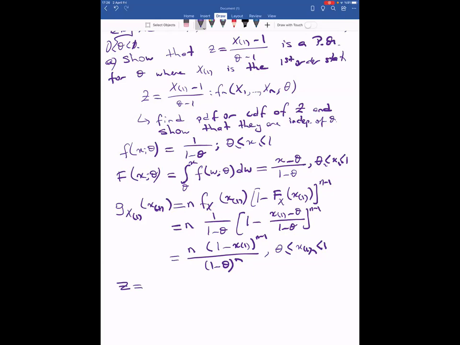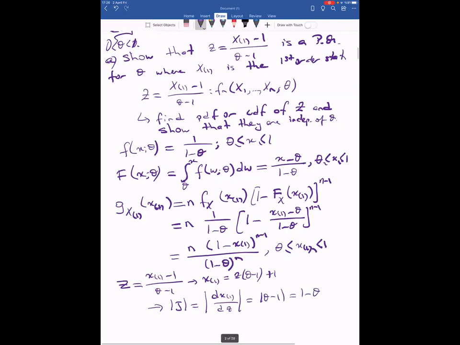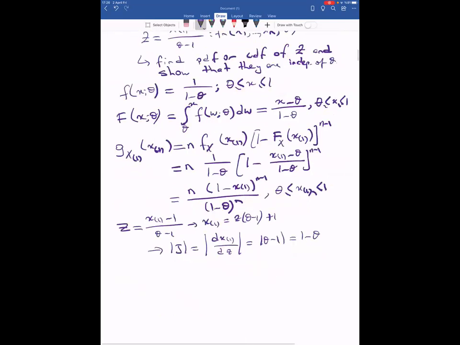Here Z is X1 minus 1 over theta minus 1. From here, we can write X1 as Z times (theta minus 1) plus 1. From here, we can calculate the absolute value of the Jacobian of X1 with respect to Z, which is theta minus 1, but theta minus 1 is negative because theta is less than 1, so it will be 1 minus theta. Okay, so let's write h of z.